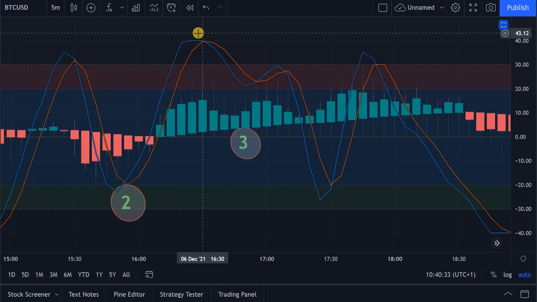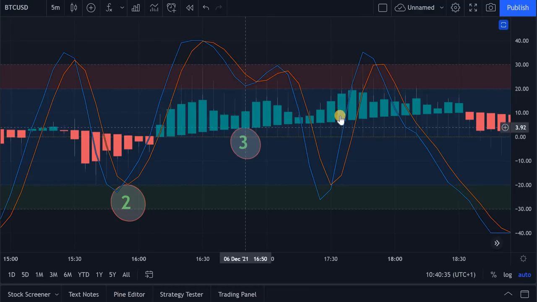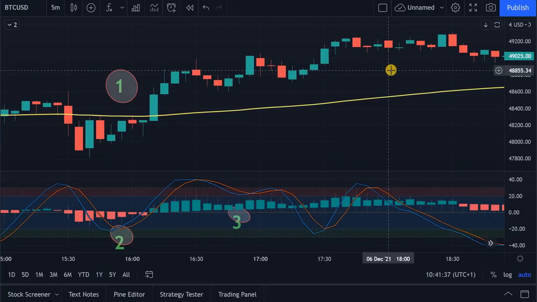The third validation is that when you look at the Heiken candles right here, multiple green candles show that the price is still in an uptrend. Now let's implement this in a trade.